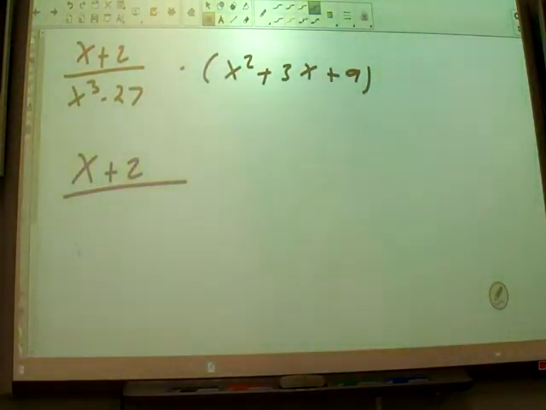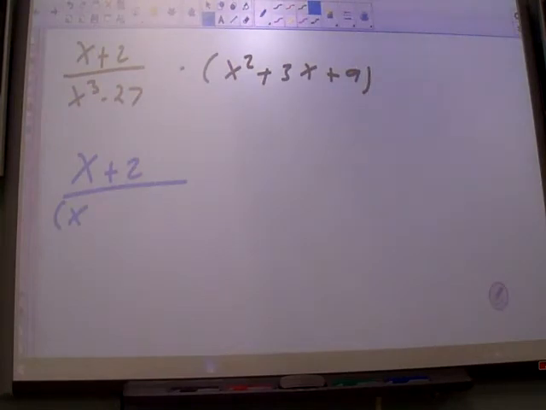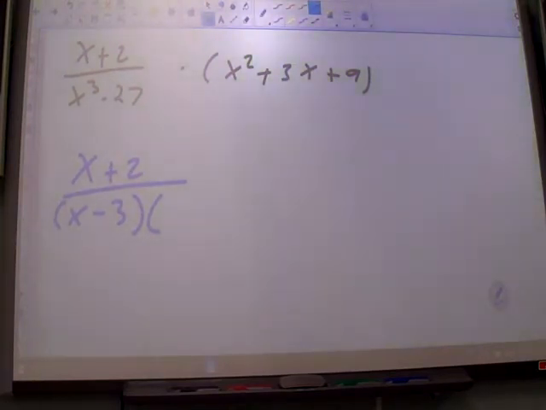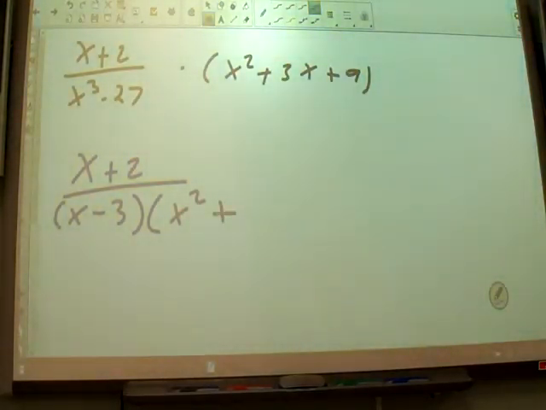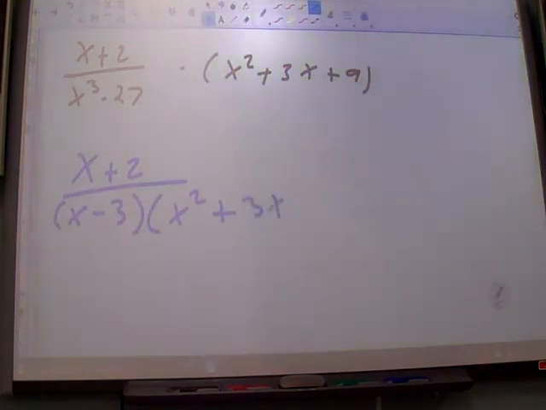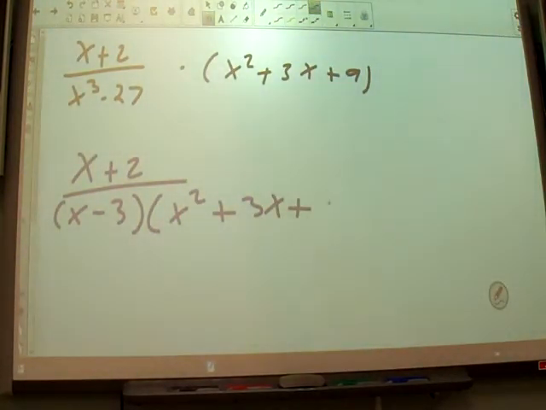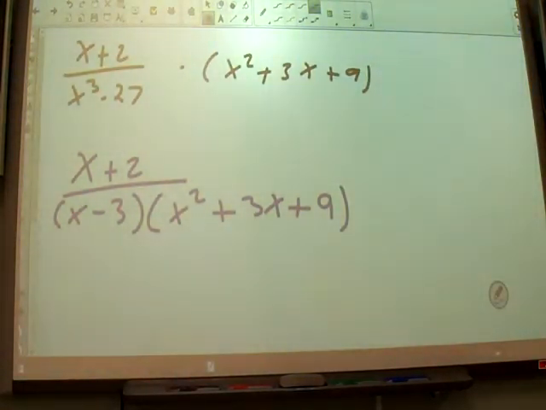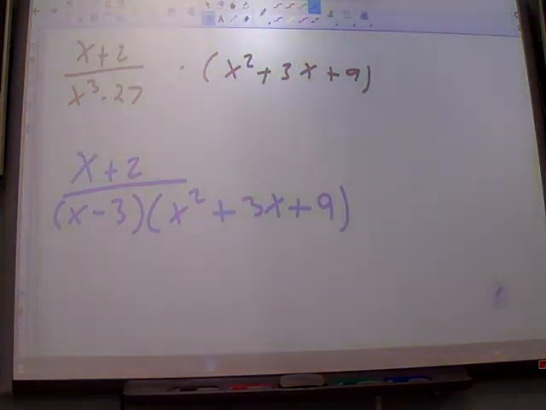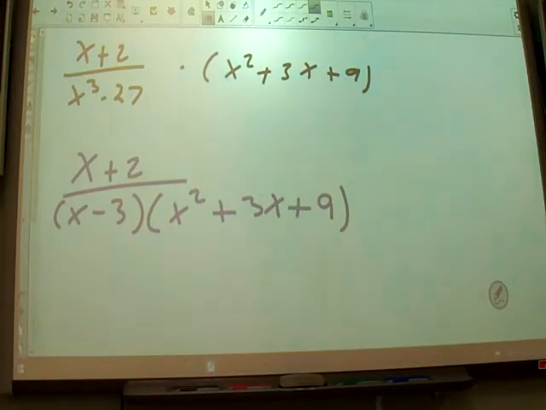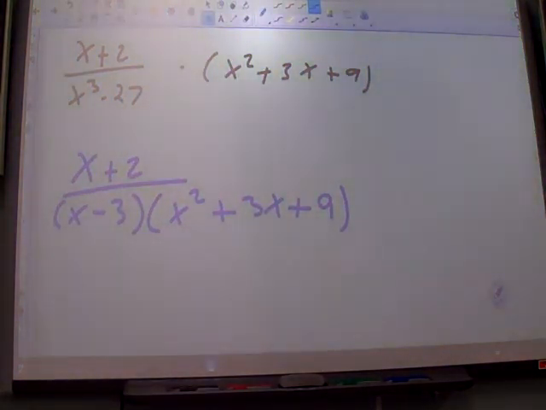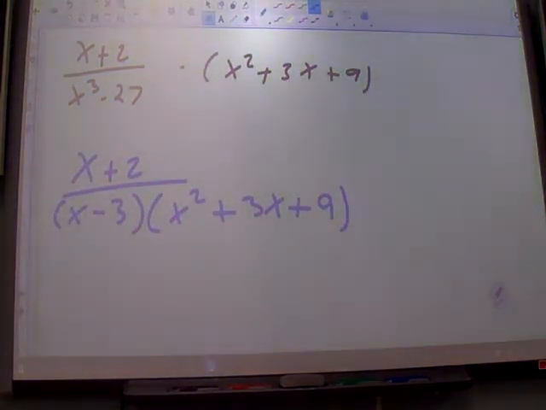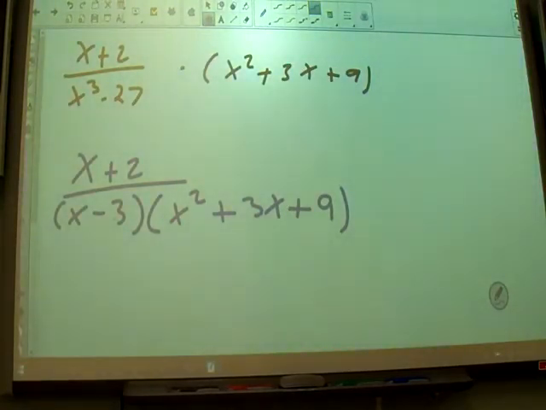Difference of cubes factors as: take the cube root of the first term minus the cube root of the second term, times, now you square this one, plus you multiply them, plus you square the last one. 3 squared is 9. You take the cube root of the first term, cube root of x cubed is x, the cube root of 27, the cube root of the second term, is 3. Then you fill in your trinomial by squaring the first one, multiplying the two terms, and then squaring the last one.